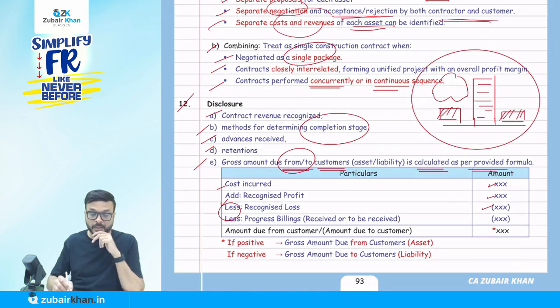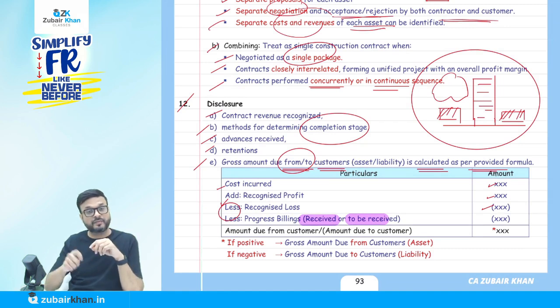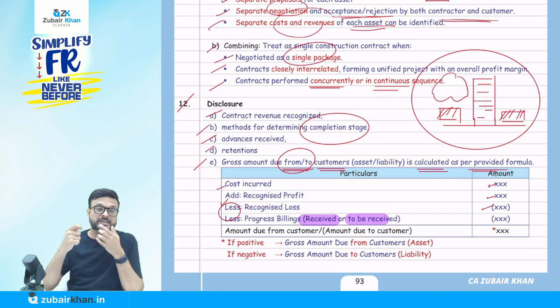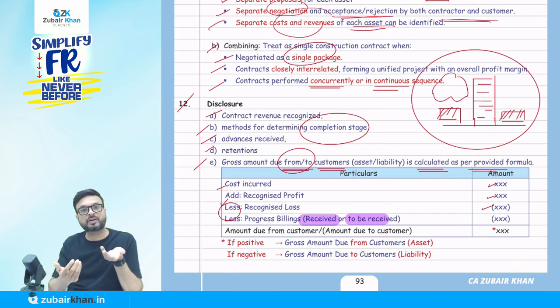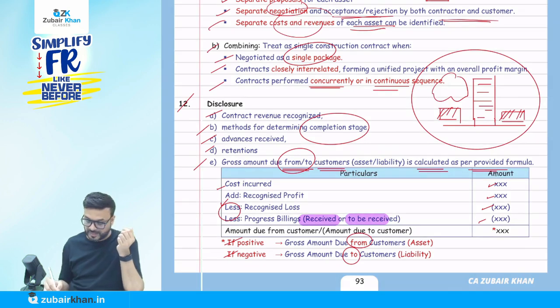progress billing. Now progress billing is important, that you have received or are to be received. To be received means we have raised the invoice, but the amount might not yet be received. So progress billing is the amount of the bills that we have raised that year. It might be received or it might be to be received, and we have to deduct that. If this amount comes positive, then it is the gross amount due from customer. If it is negative, it is the gross amount due to customer. That's a liability. Okay, first is asset, second is liability.